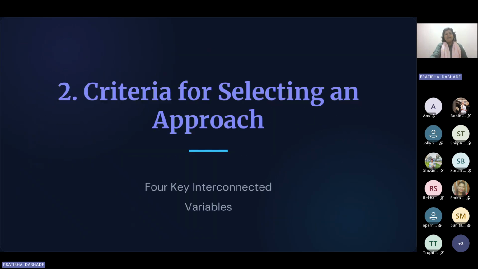This is very simple. Criteria for selecting an approach. See, we saw five approaches, right? Traditional, digital, innovative, inclusive, and advanced. So, what is the criteria we are supposed to use for selecting a particular approach? Actually, it is expected that we should not go with only a single approach. As per the necessity, we should go with multiple approaches together. That is called integrated, right?